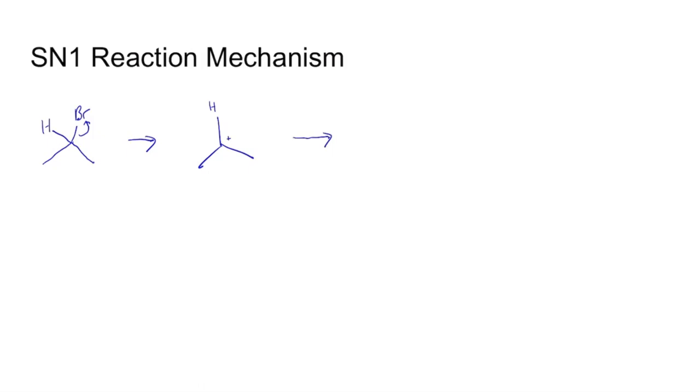And I'll go ahead and add a nucleophile. And I'll show that attacking our carbocation to create a product. And there we go. This is our SN1 mechanism. We have our leaving group leaving, creating our carbocation, the nucleophile comes in and attacks, and we've got our product.